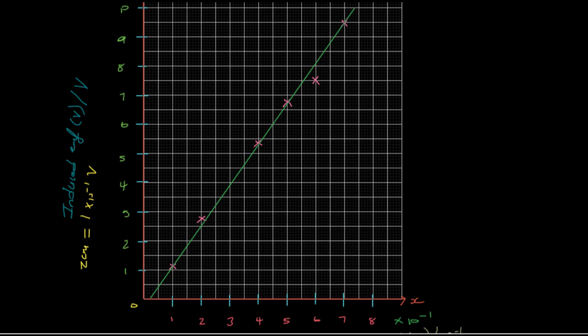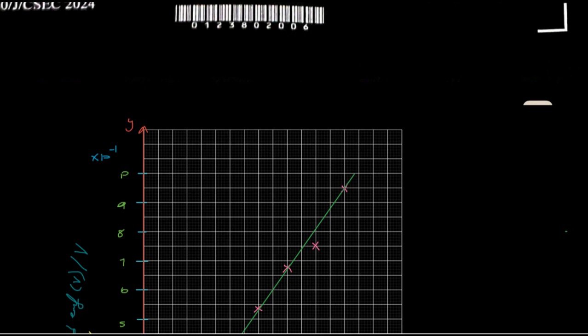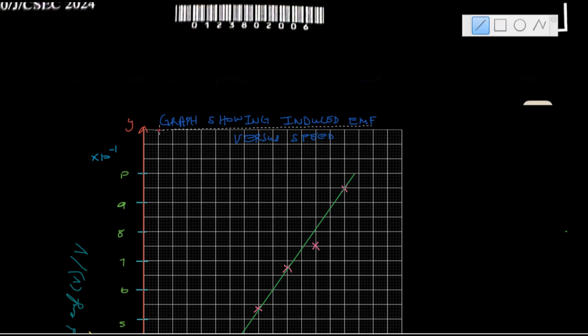Now, the next thing that we need to do is ensure that we put in our title. So we're going to say graph showing induced EMF versus speed. Right, and then we just underline that. So that's our title, pretty straightforward.